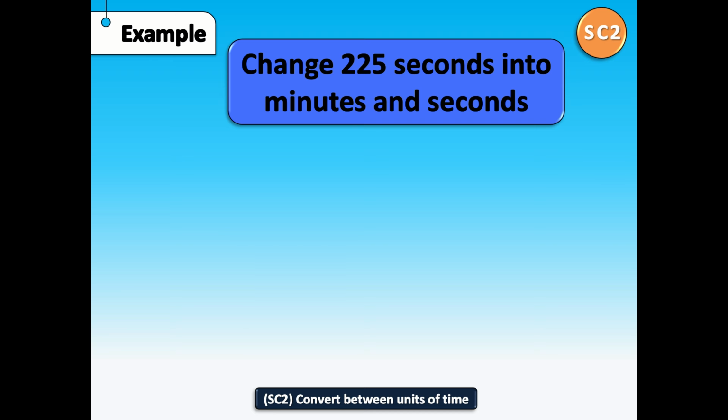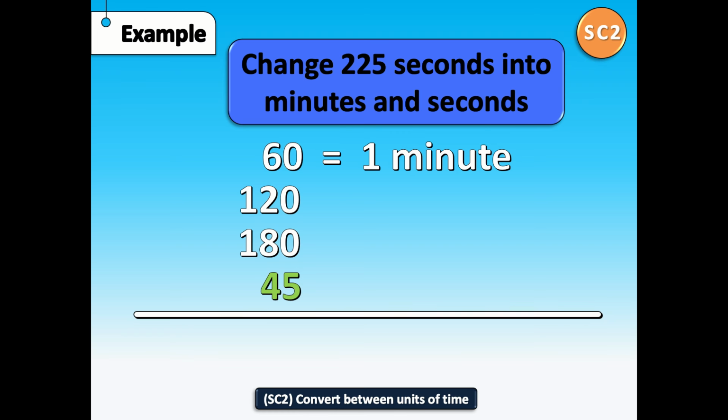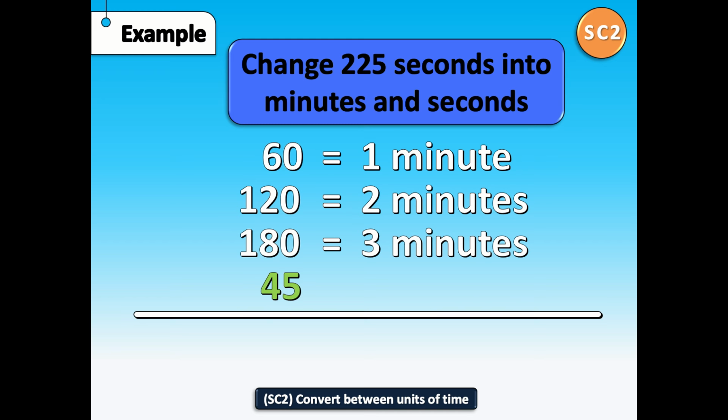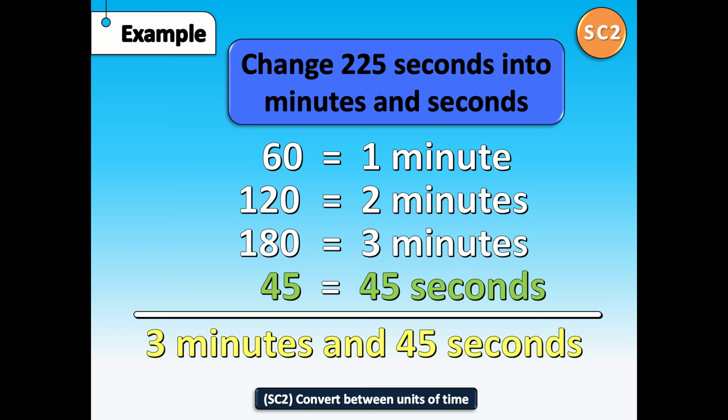This time we want to change 225 seconds into minutes and seconds. So we've got 60 seconds, then 120 seconds, then 180 seconds, and 45 seconds. So 60 seconds we know is 1 minute. That means 120 seconds is 2 minutes, and 180 seconds is 3 minutes. Now 225 seconds is 180 seconds plus 45 seconds. So 225 seconds is 3 minutes and 45 seconds.